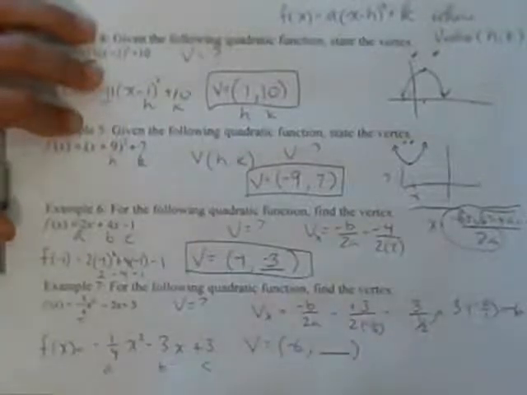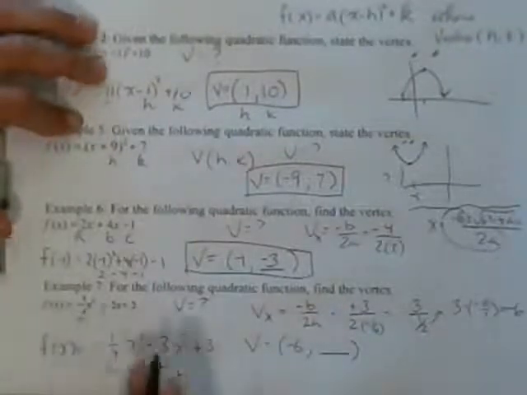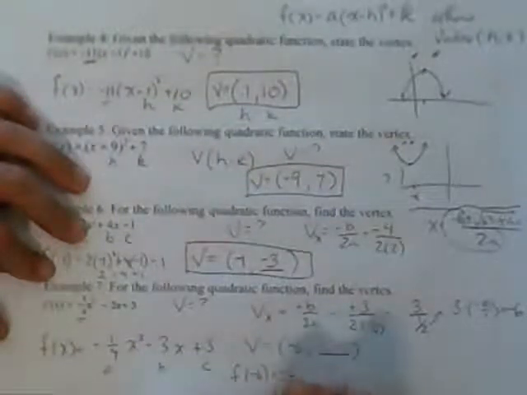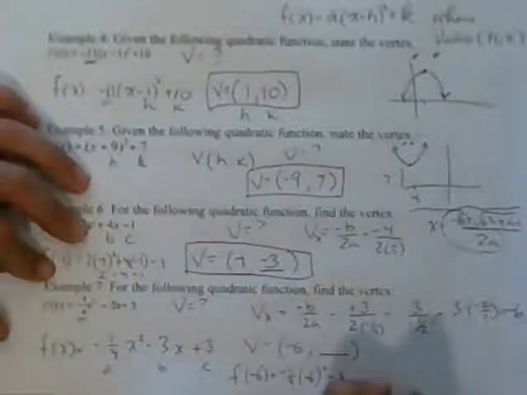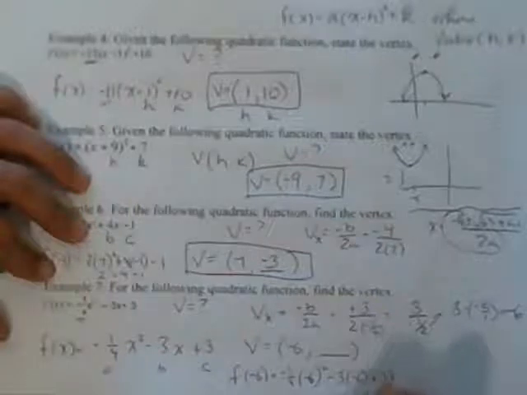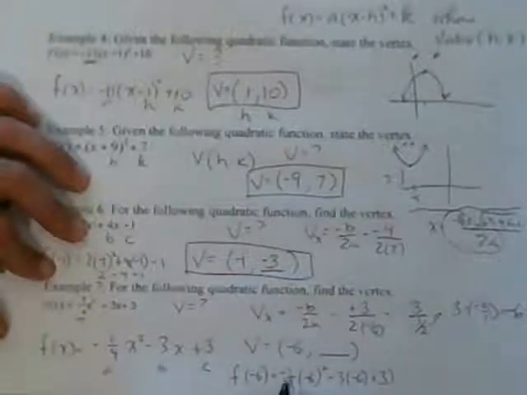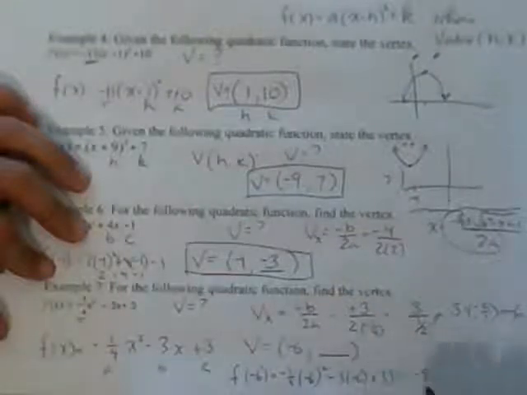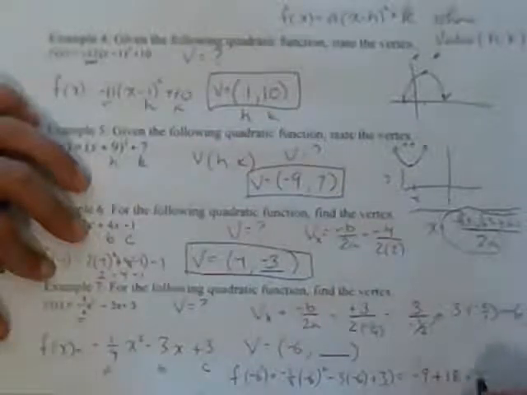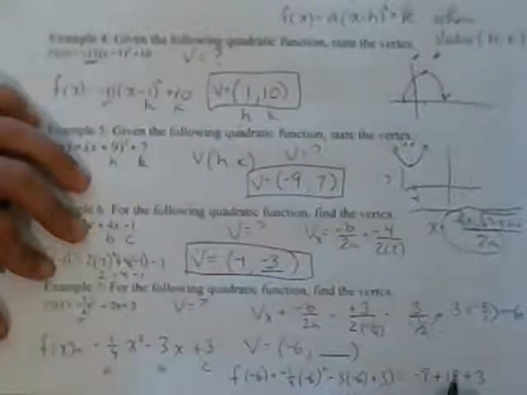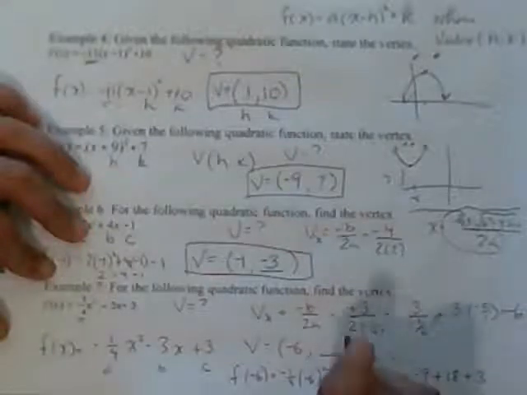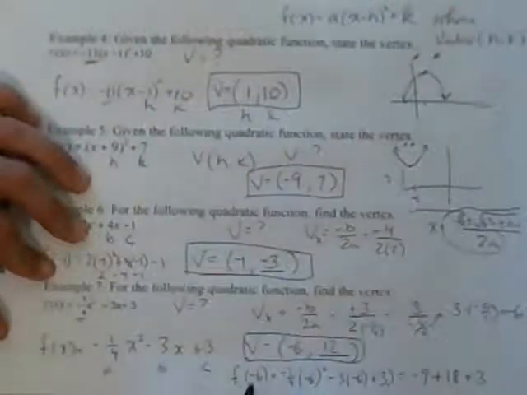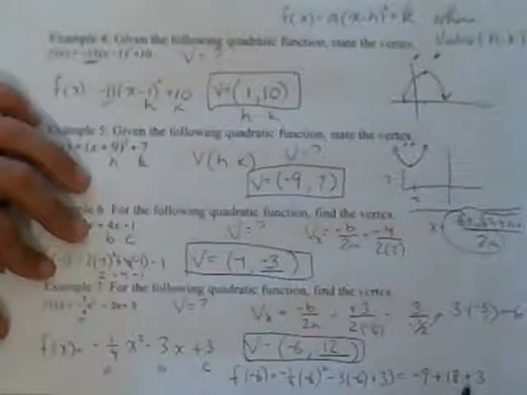And then we have to figure out our y-coordinate. We plug it into this equation right over here. F of -6 is equal to -1/4 times -6 squared minus 3 times -6 plus 3. -6 squared is 36 times 1/4 is -9. So that becomes -9 plus 18 plus 3. So that's 9 plus 3 is 12. 9, 10, 11, 12. Don't forget to plug in your x value in your function to get your y value.